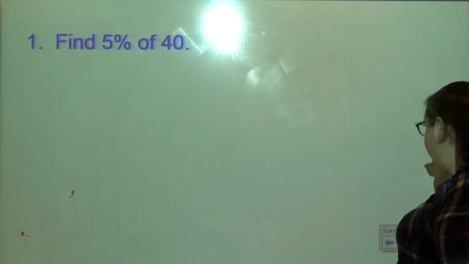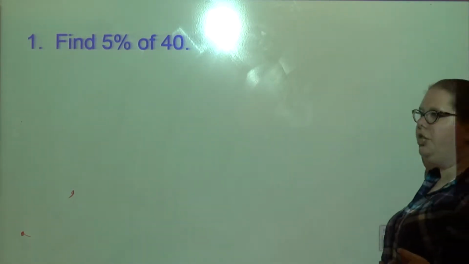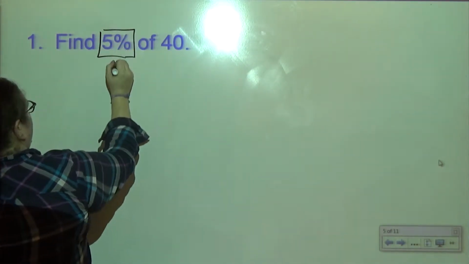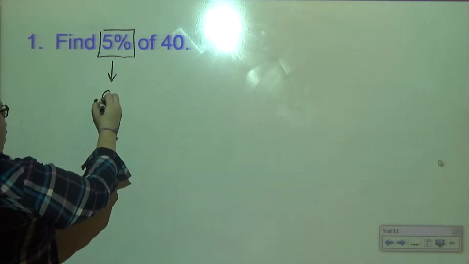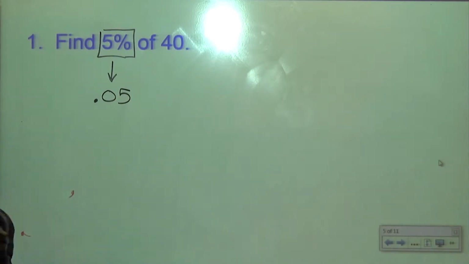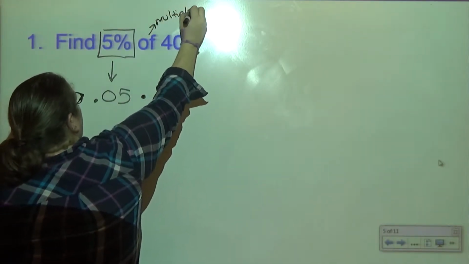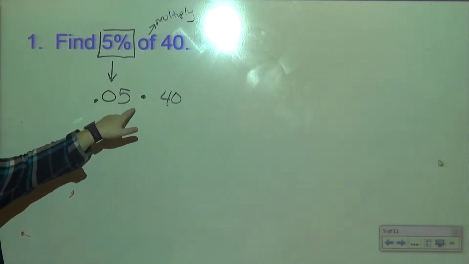All right. So find 5% of 40. So the first thing we're going to do is take our 5% and turn that into a decimal. 5% as a decimal is 0.05. What did we say of means in math? Of means multiplication, and then we have a 40. Of means multiply. So to do this problem, all we're going to do is multiply 0.05 times 40.